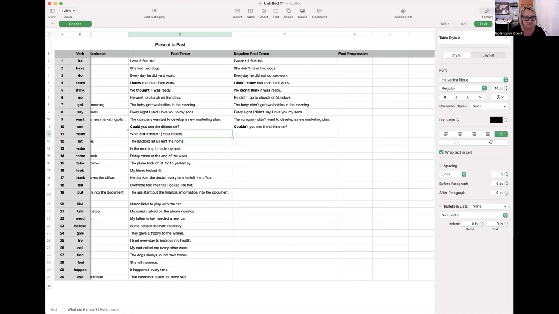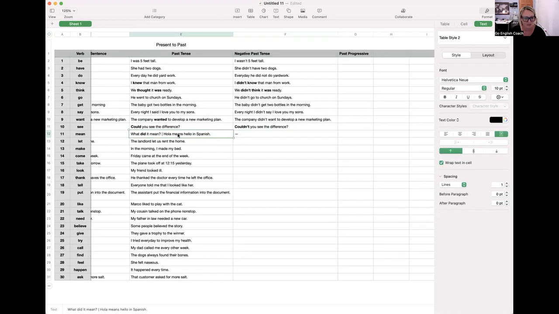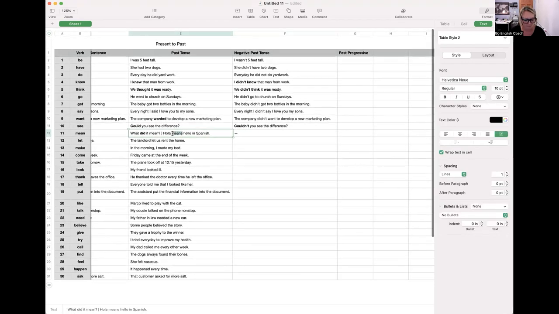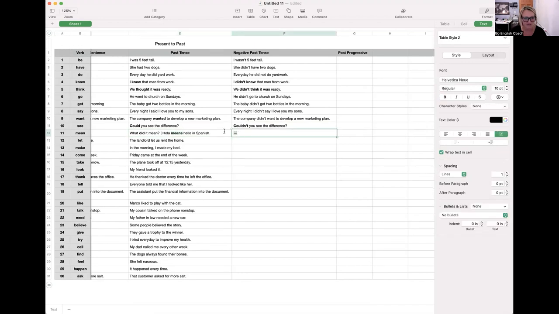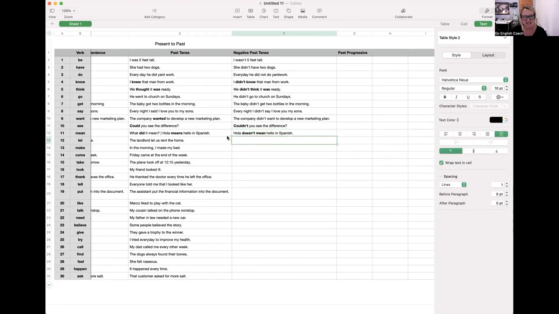Hola means hello in Spanish. Okay, let's say that. So also, languages are capitalized in English. Okay, so there's our second sentence where we're using this word means. And now let's make this one negative. Hola doesn't mean hello in Spanish, even though this is incorrect. We're going to just use that. Okay, so doesn't mean is the sentence. That's a little easier to do.